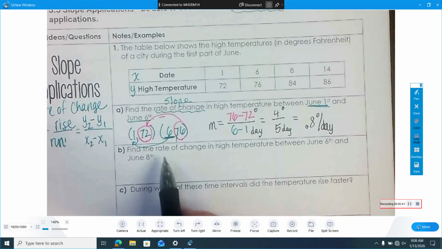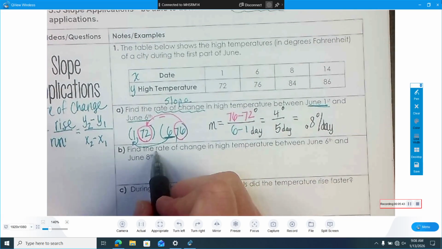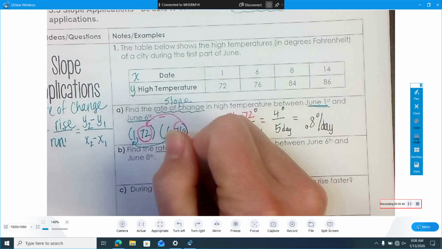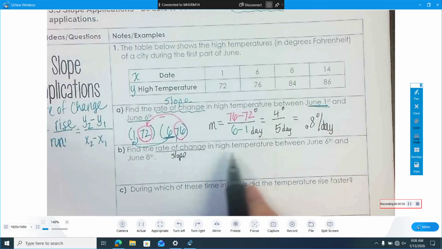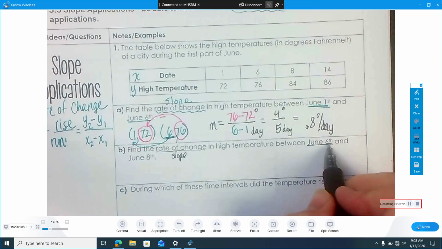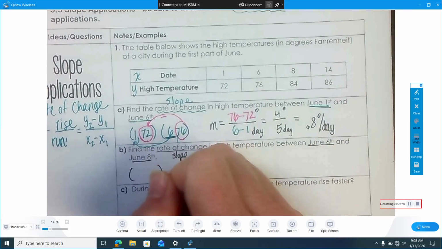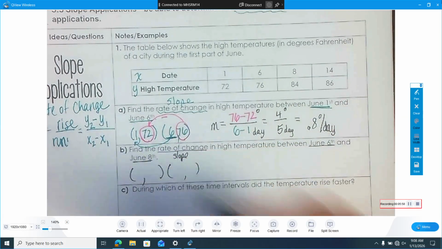Now, letter B, find the rate of change. What does rate of change mean? Slope. It's just the slope, in the high temperature between June 6th and June 8th. All right, I'm using June 6th and June 8th. What are my two ordered pairs then?